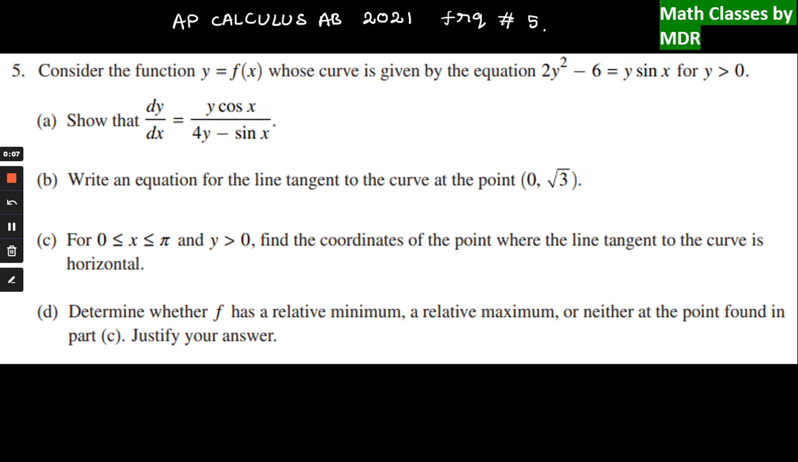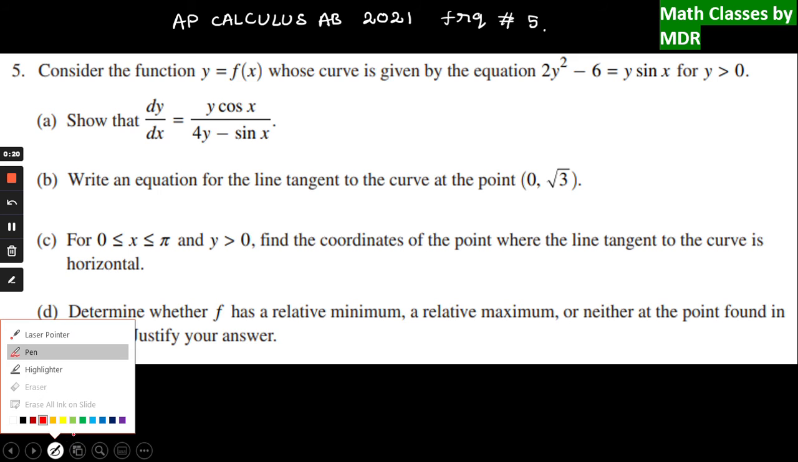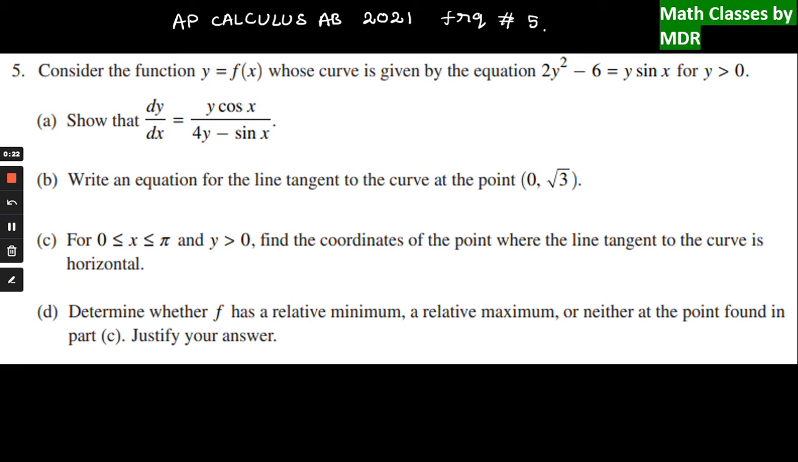So here is our fifth question from the AP Calculus AB 2021 question paper, and this question is like a cakewalk for the students. Really, if you get this type of question, it means that you are blessed, right? You can see how easy the question is. Okay, let's see that.